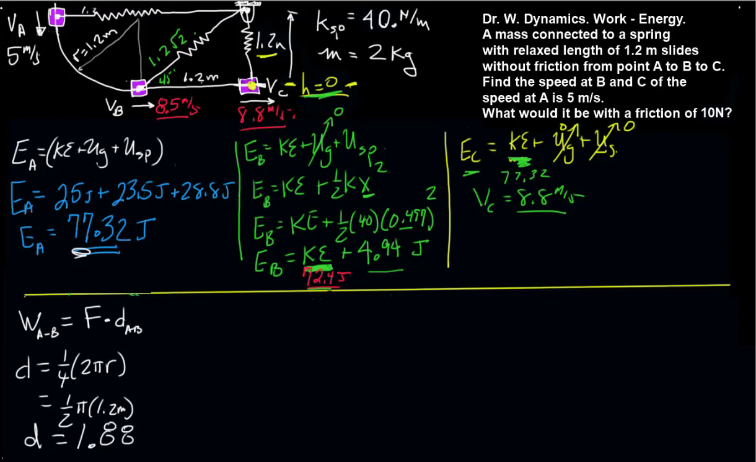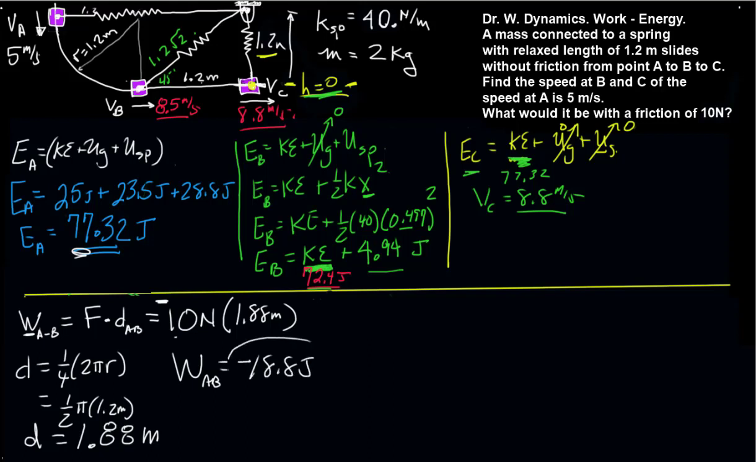meters. And therefore the work done is 10 newtons, and we could call it negative here because it's acting opposite of our motion, although we know that we're going to lose energy, so we know that it's negative. Times the distance, 1.88 meters. So the work done in going from A to B is negative 18.8 joules. That represents the loss of energy in going from A to B.